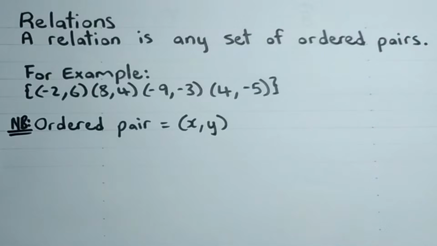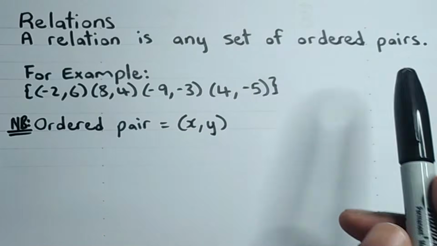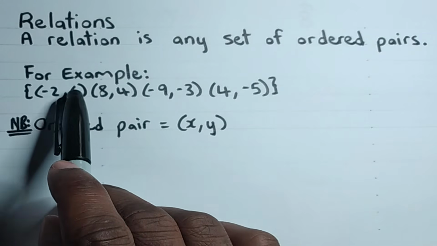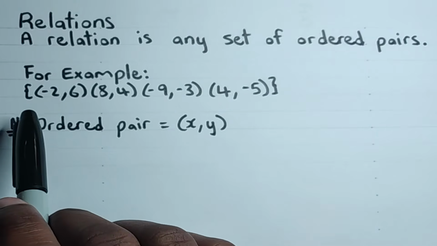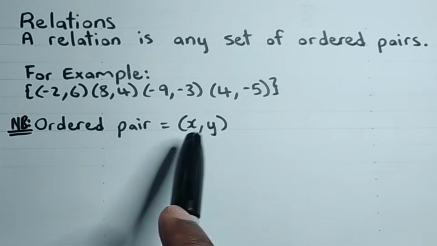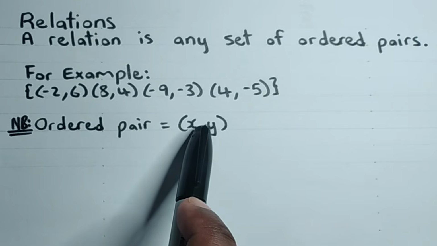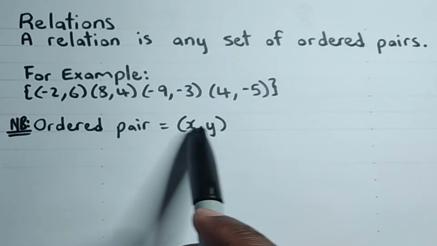Alright, so I want to look at the whole concept of relations and functions. But let's start off with relation. A relation is any set of ordered pairs. For example, here we have -2, 6. This parentheses right here is considered to be an ordered pair. A key thing to note is the ordered position. We normally separate the x-coordinate at the front from the y-coordinate using a comma, and we have them in parentheses or brackets. So this is an ordered pair.